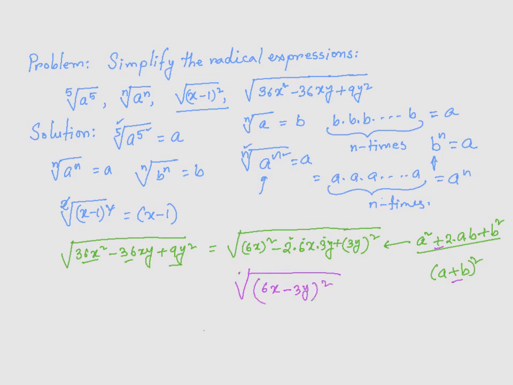Now remember, there is an implicit 2 here, we just don't write it. So this second root and the second power are going to cancel each other out. That's going to give you just 6x minus 3y. And that's what it is.